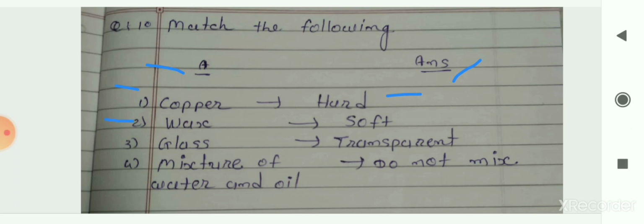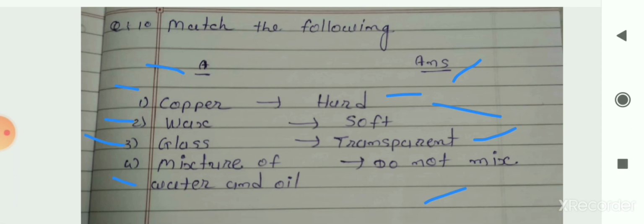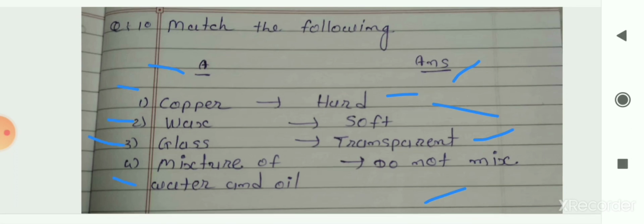Next is wax. It is soft. Third is glass. The property of glass is that it is transparent, you can see through it. Next is a mixture of water and oil. As we saw earlier, these two items will not mix with each other. So the answer is do not mix. Here the matching answers are already given to you. So our exercise of this chapter gets over.